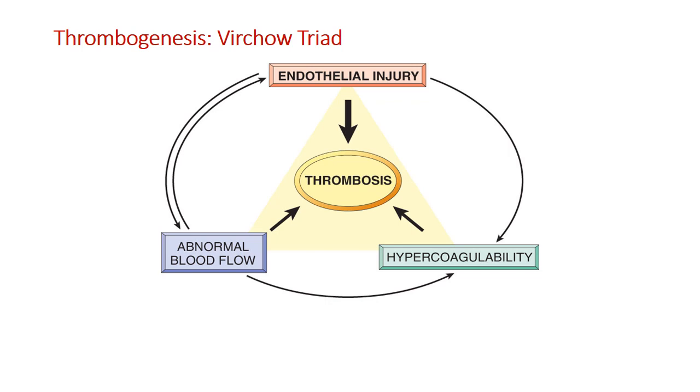From the picture you can clearly say endothelial injury can lead to hypercoagulability, and also endothelial injury can lead to abnormal blood flow. And abnormal blood flow can lead to hypercoagulability, and also it can lead to endothelial injury. So all these three factors can act independently leading to thrombosis, or they can influence one another leading to thrombus formation. Among them, definitely the most important one is endothelial injury.